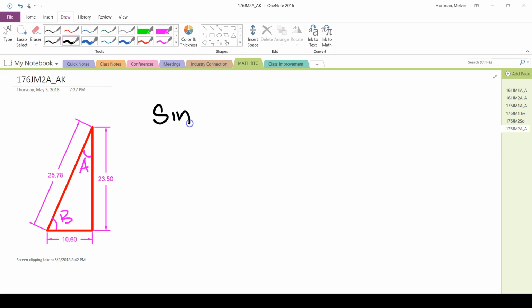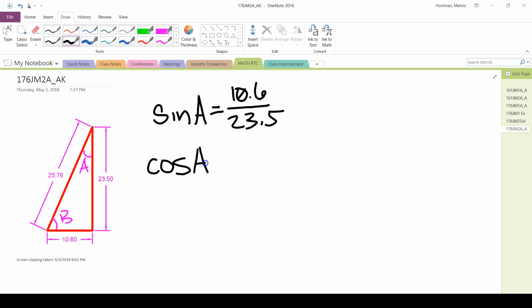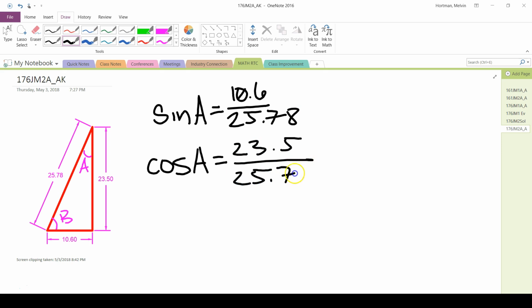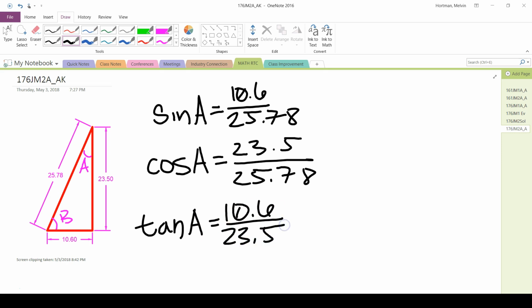So SOHCAHTOA: I have sine of A equals the opposite over the hypotenuse. This is going to be 10.6 over 23.5. I have cosine of A, so it's going to be adjacent. And whoops, I actually realized a mistake that I made. This should be 25.78. Sorry about that. And then for cosine, we have 23.5 over 25.78. And then for tangent of A, we have 10.6 over 23.5.